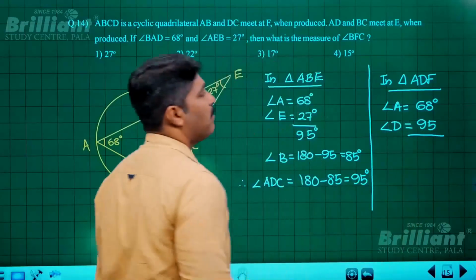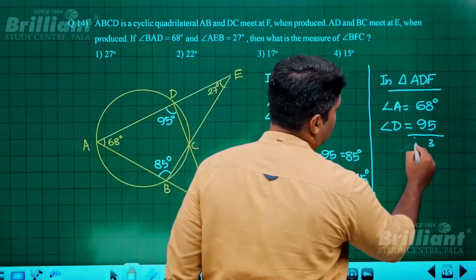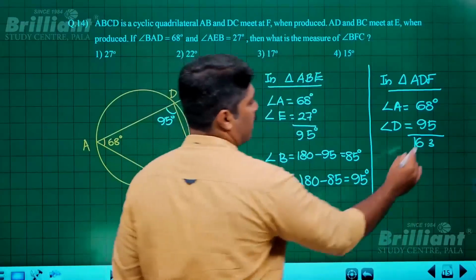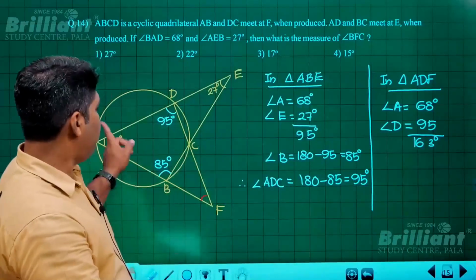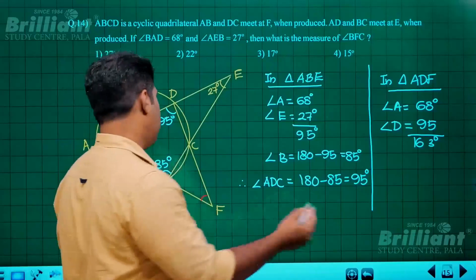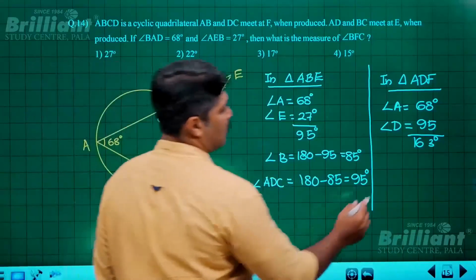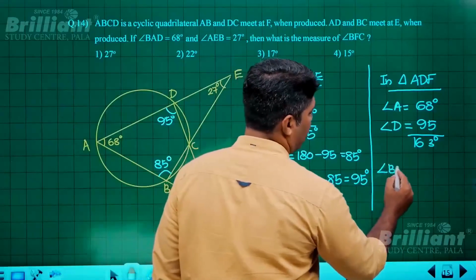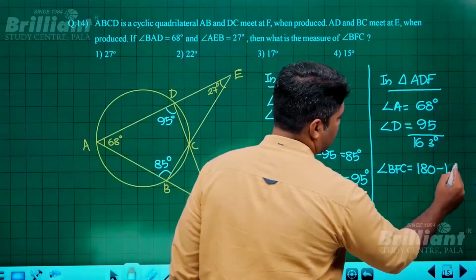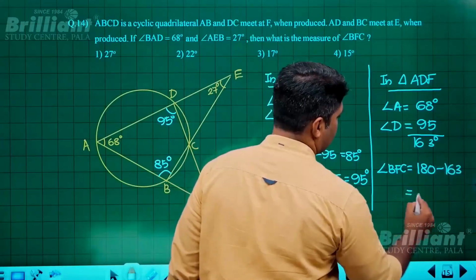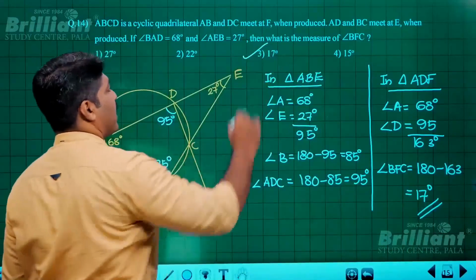So what is the sum of these two angles? That's 163 degrees. If this angle sum is 163 degrees, we have to find out what is the third angle. So in this triangle, the third angle is the angle BFC. Therefore, angle BFC is equal to 180 minus 163, which is equal to 17 degrees.